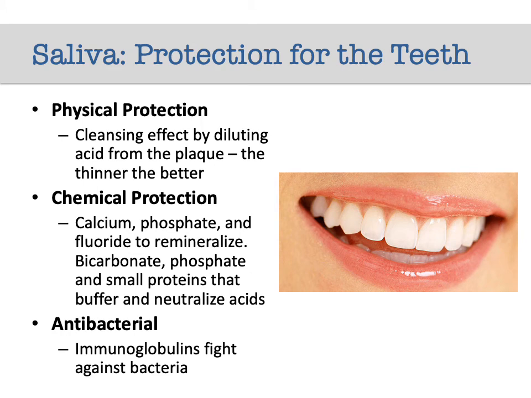Saliva is very important for protecting your teeth. It offers physical protection by cleansing and diluting acid from the plaque. The thinner, the better. It offers chemical protection. Calcium, phosphate, and fluoride are there to remineralize the teeth. Bicarbonate, phosphate, and small proteins buffer and neutralize the acids. And it also offers antibacterial protection. The immunoglobulins fight against the bacteria.